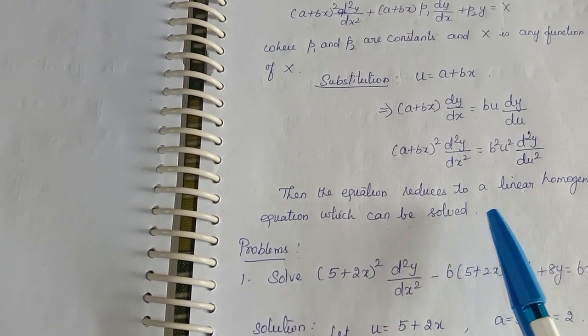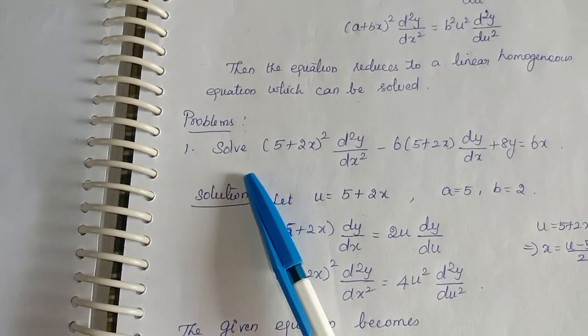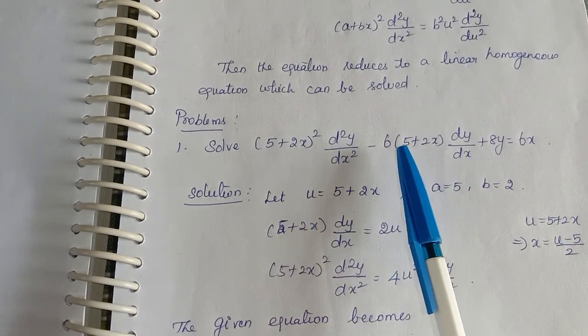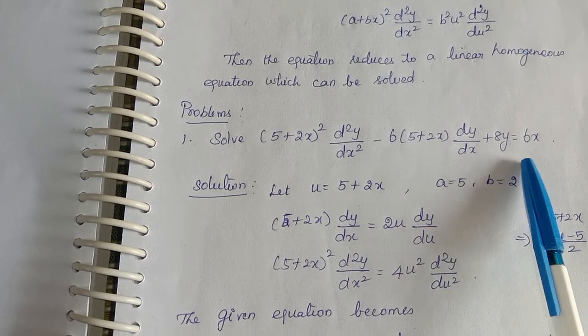Okay, so let's see some examples for this type of problem. Solve (5 plus 2x) the whole square d square y by dx square minus 6 into (5 plus 2x) dy by dx plus 8y is equal to 6x.